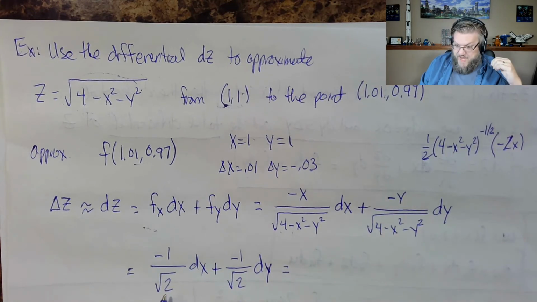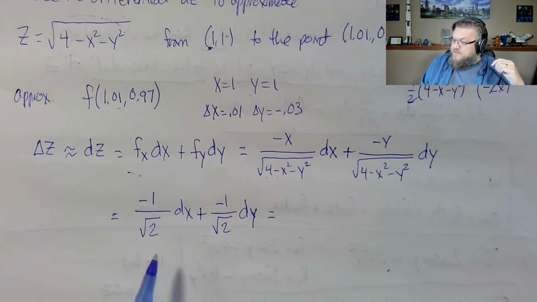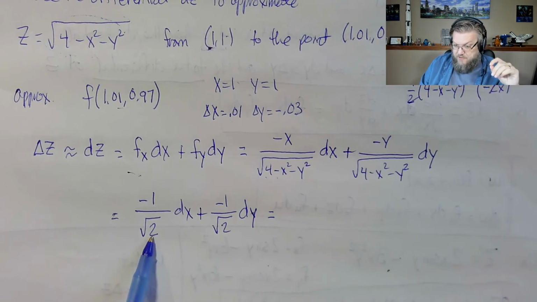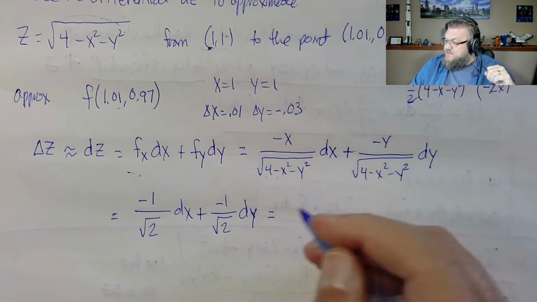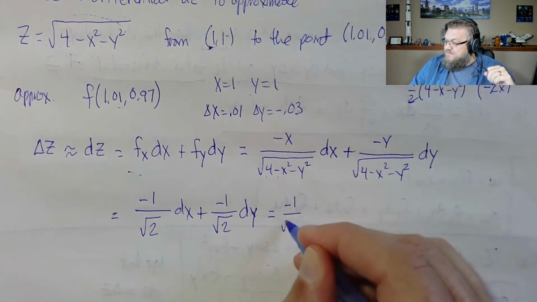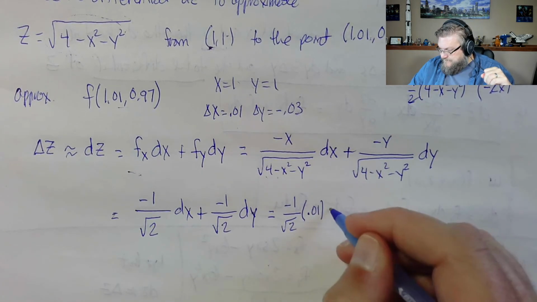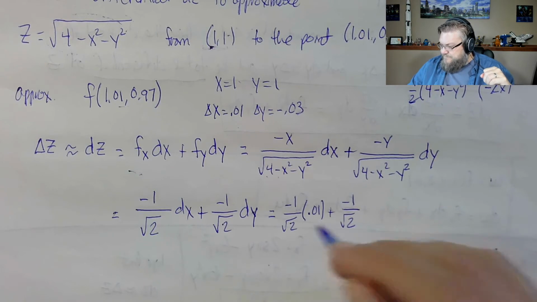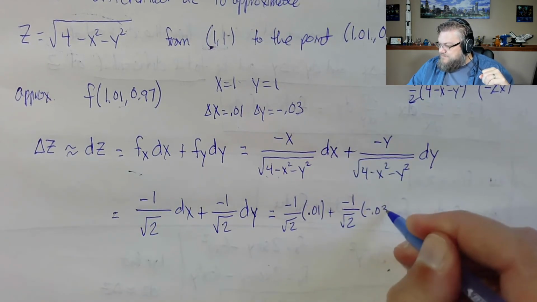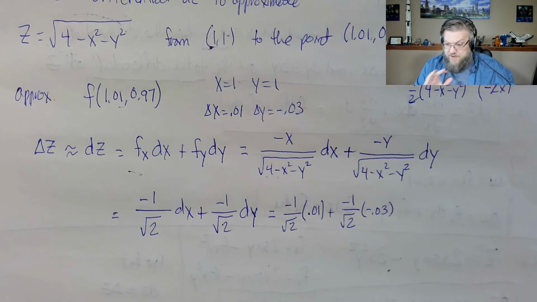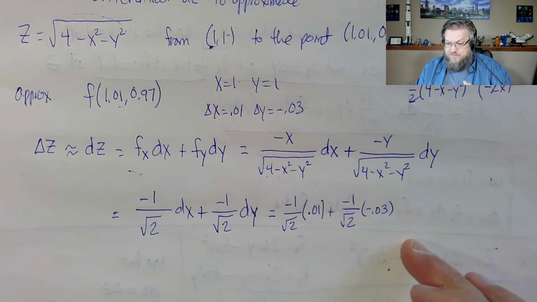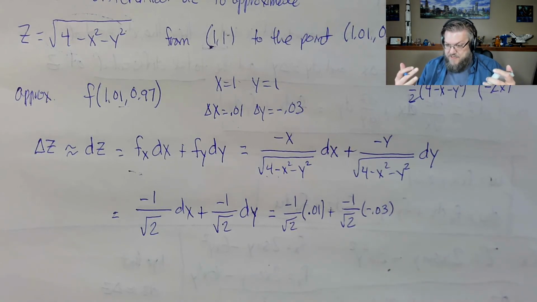Now, even back in the day, if I didn't have a calculator, they did know the square root of 2, even without a calculator, right? And so what I can do is just plug in the dx and the dy. The dx is going to be 0.01. And the dy is negative 0.03. Okay? Now that theoretically could be done by hand because the square root of 2 is 1.41-ish, right? And so technically speaking, that could totally be done by hand, right? It's not the nicest calculation to do by hand, but it can.